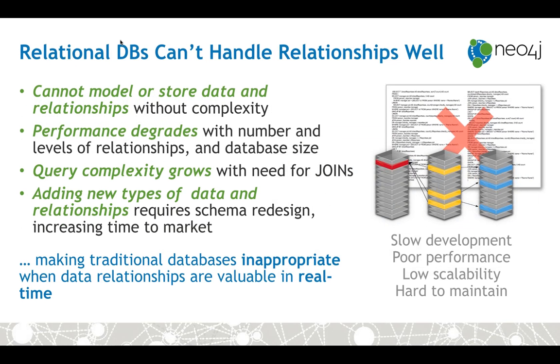The problem is that the tools we've traditionally used to handle relationships and data actually don't work that well with handling relationships. With relational databases, despite their name, there's actually really no model or store data to handle relationships without adding complexity. So we can write joins to handle relationships in a relational data model, but this adds complexity, and we really see performance degrade significantly when we start to do multiple joins. Writing the queries becomes very complex. And when it comes time to add new types of data or new relationships, we then have to redesign our schema, taking a lot of time. So for these reasons, traditional relational databases are really inappropriate for handling data relationships.